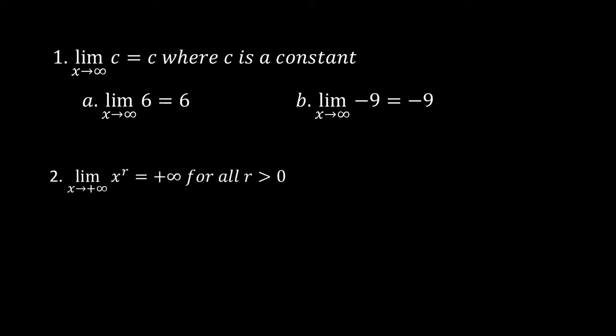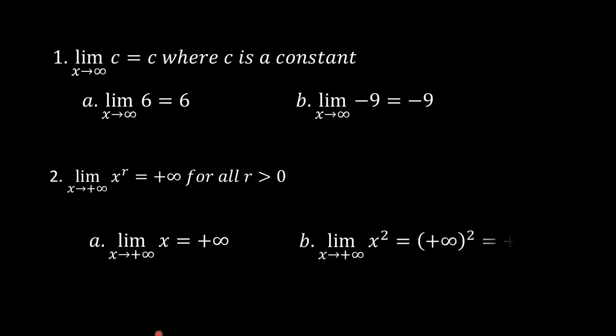Number 2, the limit of x raised to the exponent r as x approaches positive infinity is equal to positive infinity for all r greater than 0. Example letter A, the limit of x as x approaches positive infinity is positive infinity. In this example, the exponent of x is understood to be 1.